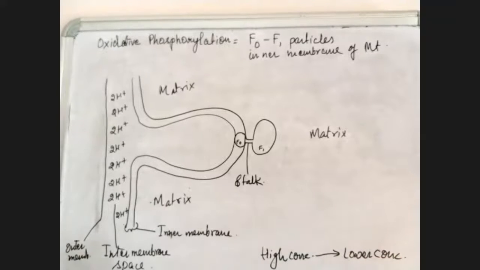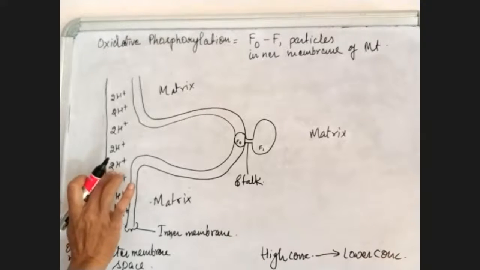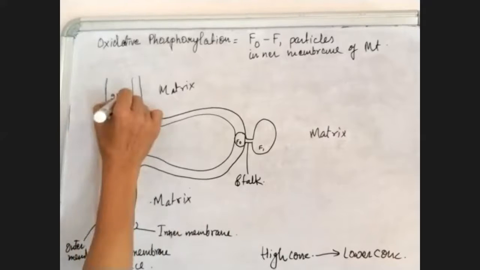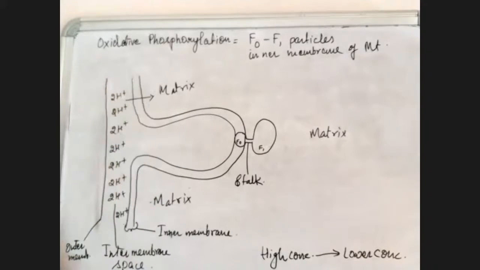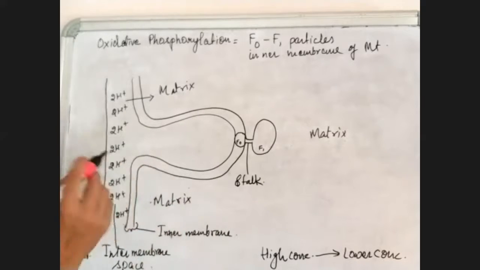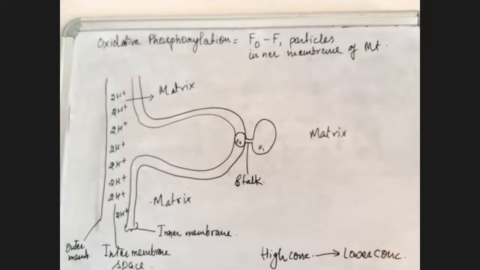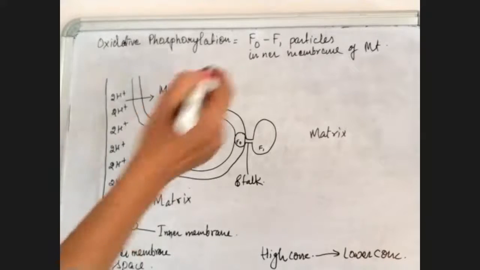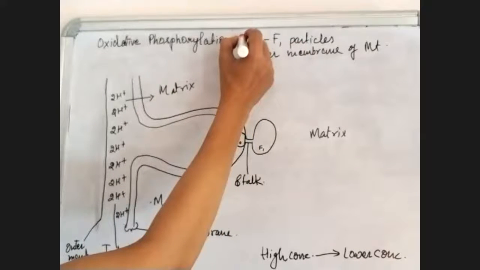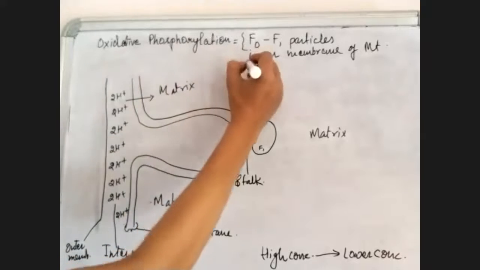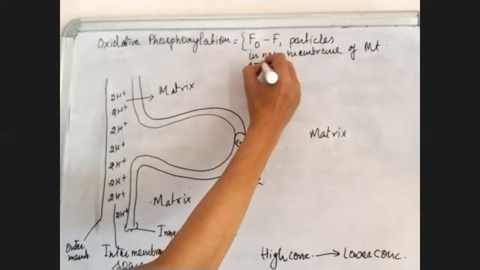So the same thing will happen. Protons from their higher concentration will start moving to their lower concentration. Protons are in high concentration in the intermembrane space, so they will start moving towards the matrix which has lower concentration of protons. Now what happens? Let me show you here, because the protons have to ultimately come to the ATP synthetase. The F0 F1 particle is also known as ATP synthetase. We call it together ATP synthetase.